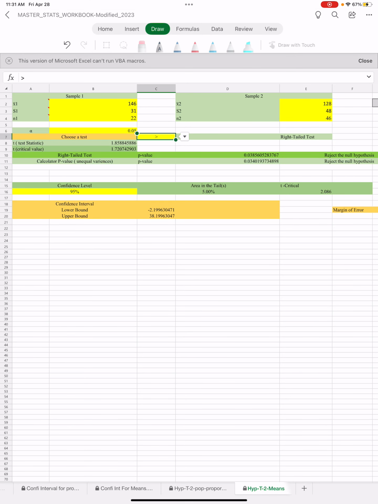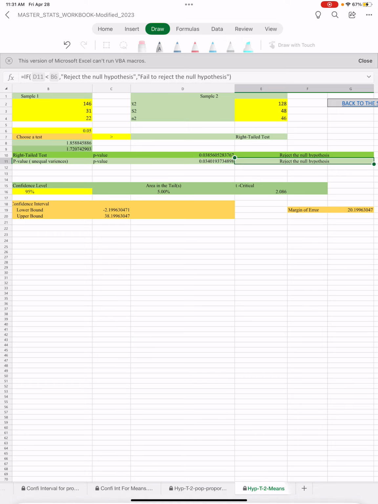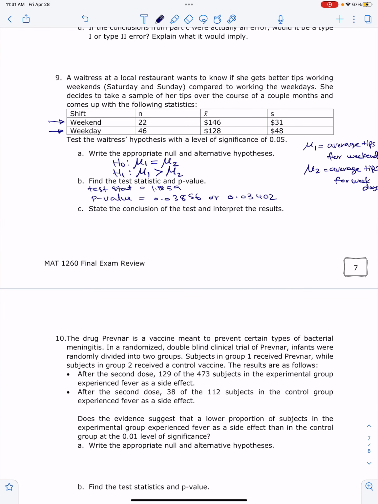The conclusion, I'm going to go to the sheet again and look at the conclusion. The conclusion is right here, which is rejecting the null hypothesis, which means we do have sufficient evidence to support the waitress's claim that she makes better tips on weekends. So reject the null hypothesis.